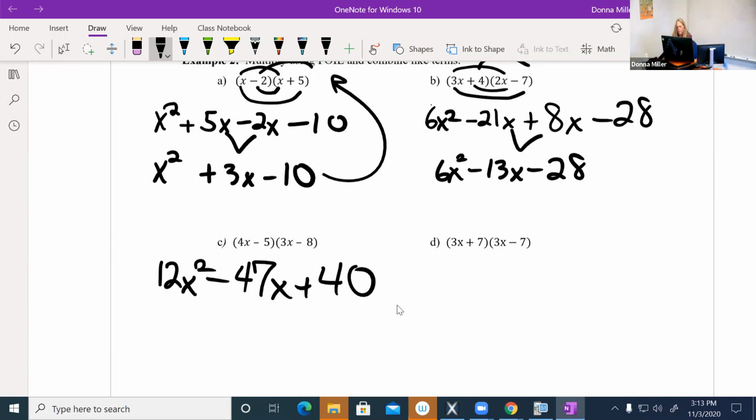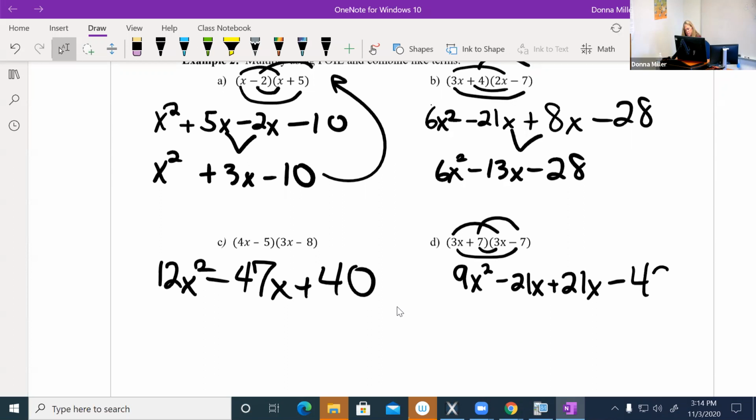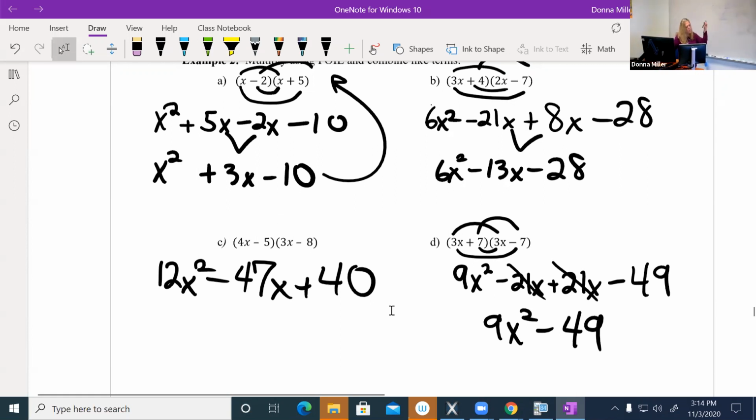So we'll do one more. First, 3x times 3x is 9x squared, not 6. Outsides, it's minus 21x. Insides, plus 21x. And last, 7 times negative 7, it's negative 49. So those x's go away because they cancel. And this is your difference of perfect squares again. Notice that always happens. You have the same thing plus something and something minus something, right? They're always the same. All right, because we're going to go that way, I think, tomorrow.